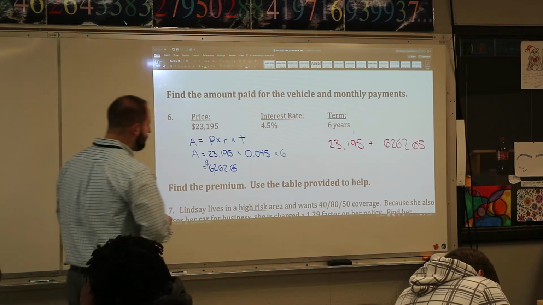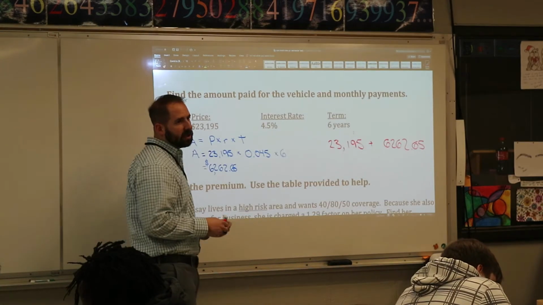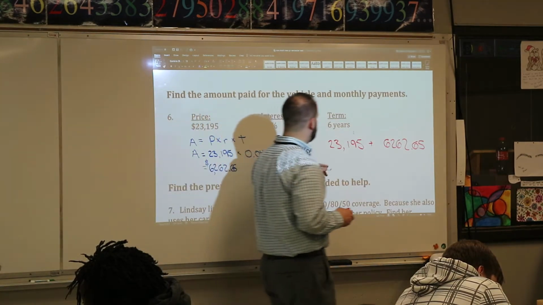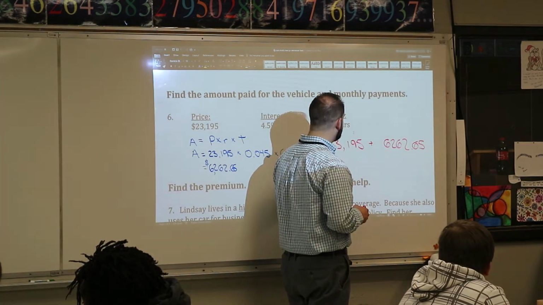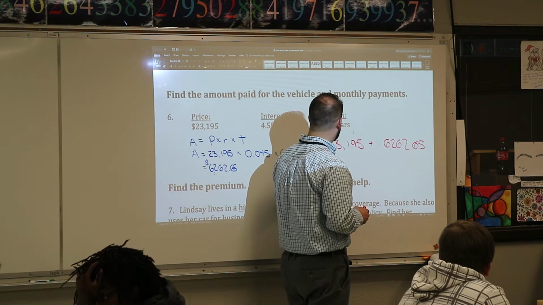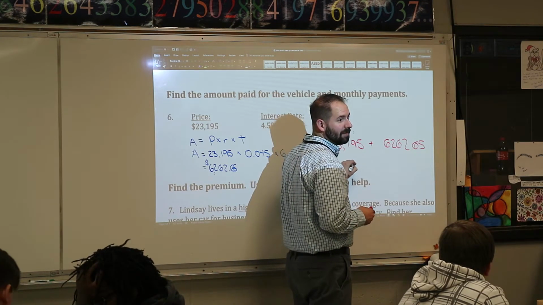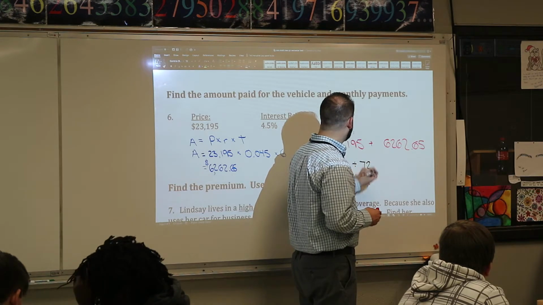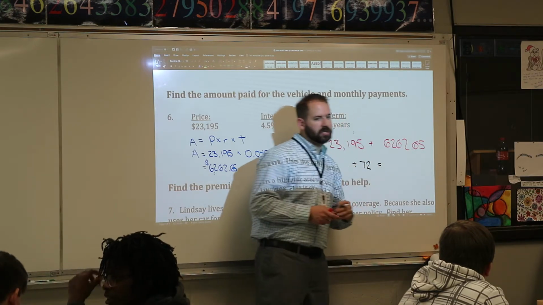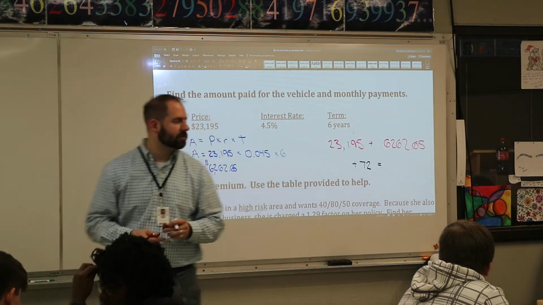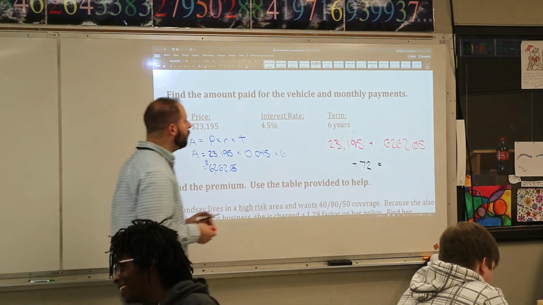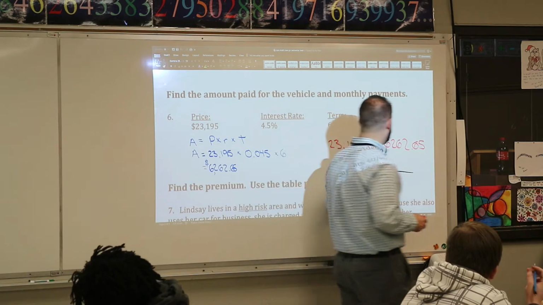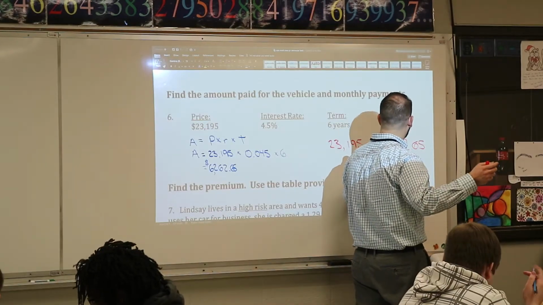Define your monthly payments. How many months are in 6 years? 360? No. How many months are in 6 years? Just write the numbers down. 72? You have to divide by 72, that's how many months are in 6 years, 12 months a year for 6 years. So you have to add those two and then divide that number by 72. This will give you what your monthly payment is going to be. 409.13. Yeah.